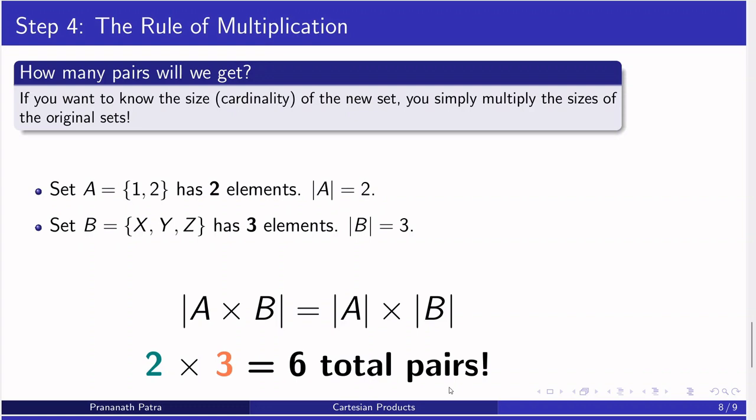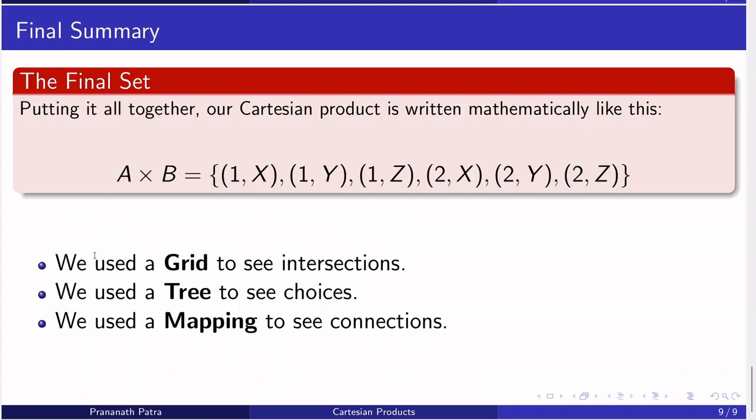Let's bring everything we've learned together in our final summary. Putting it all together, our final set, the complete Cartesian product, is written mathematically like this. A × B is equal to {1x, 1y, 1z, 2x, 2y, 2z}.